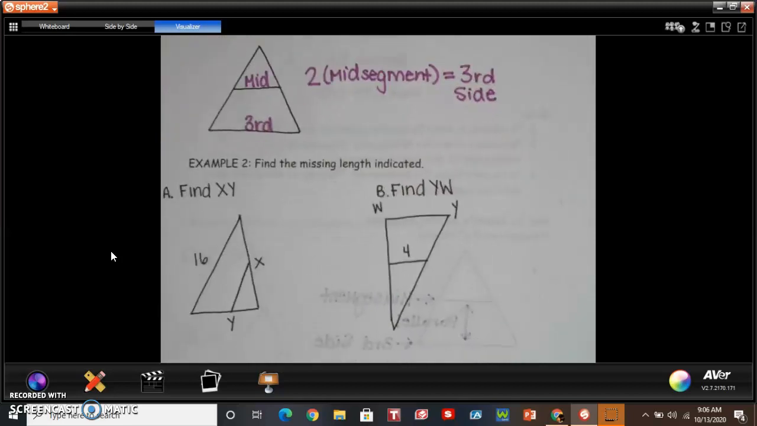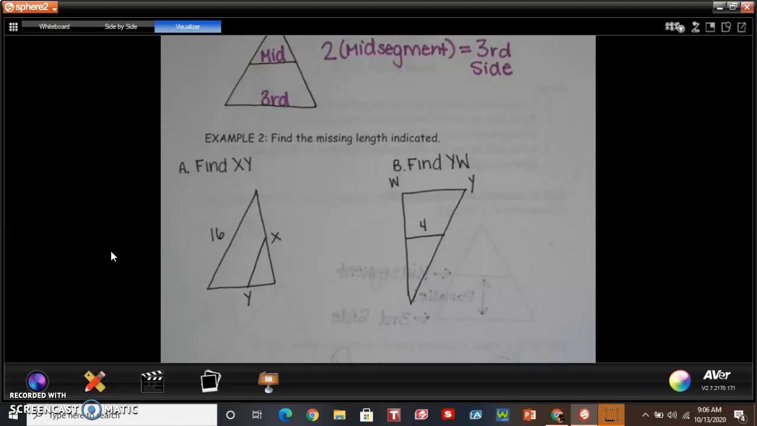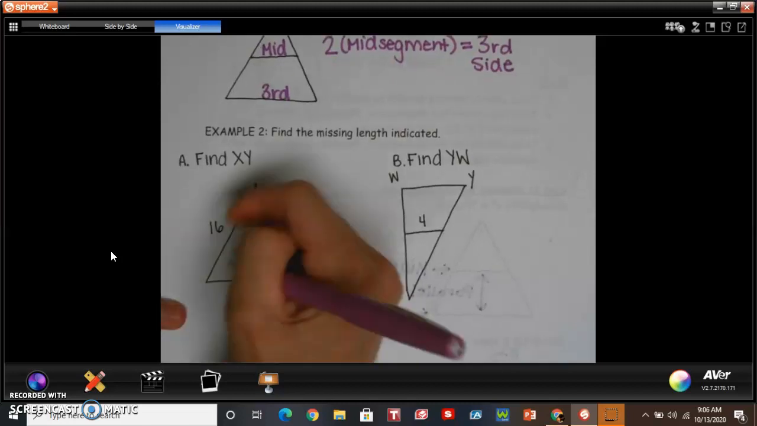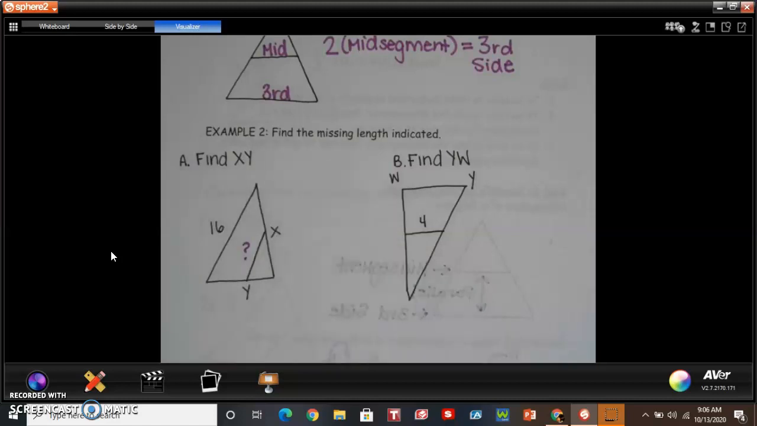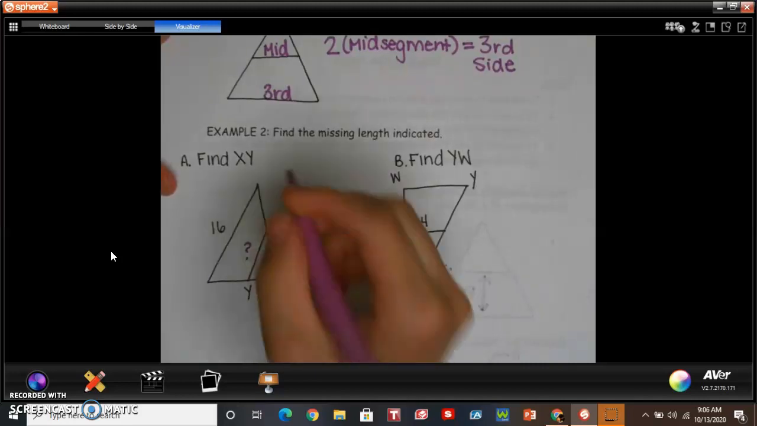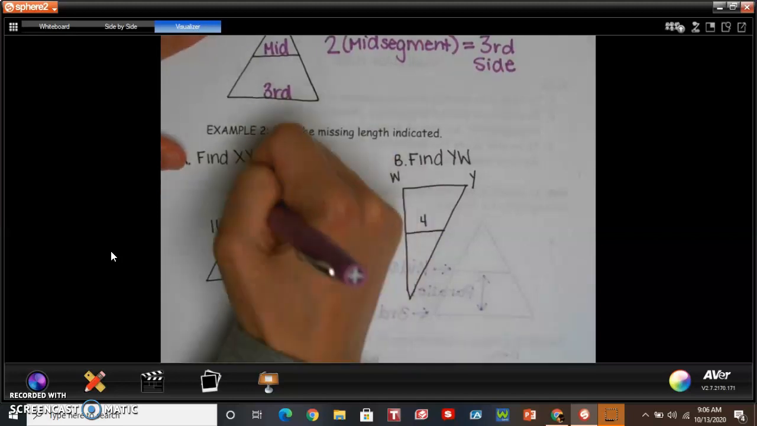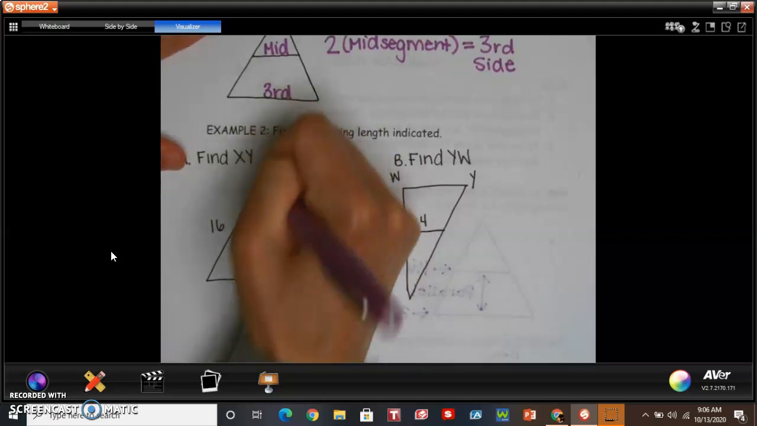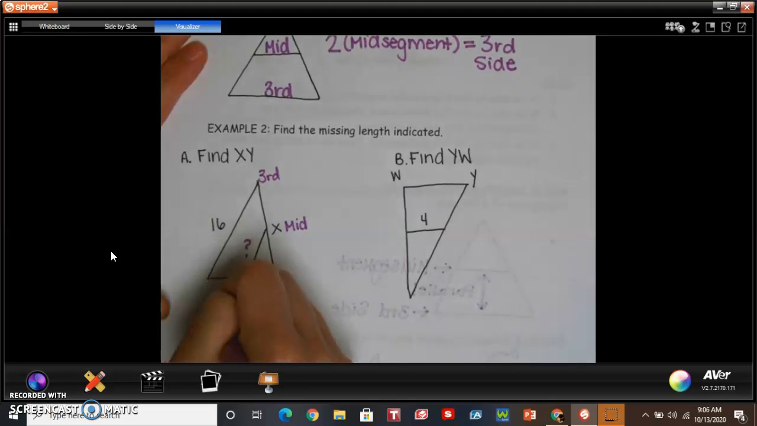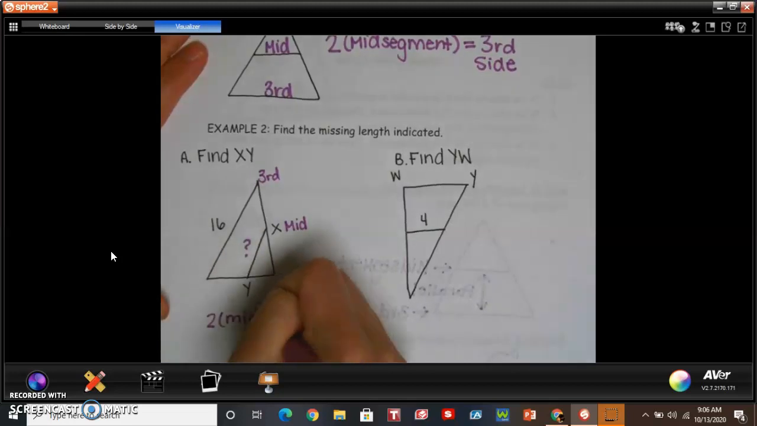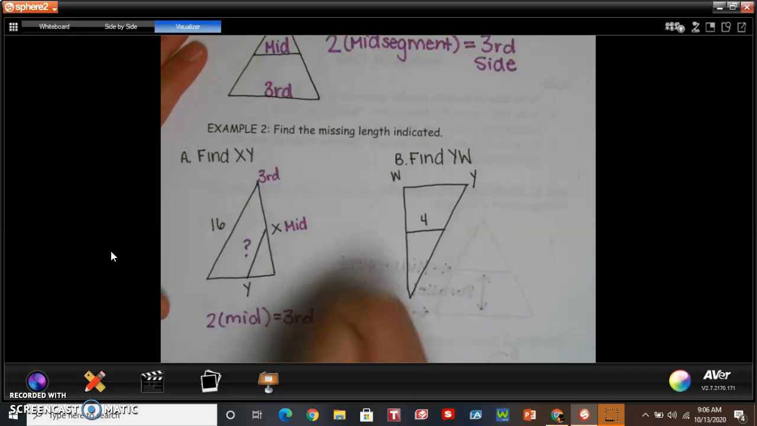So goal 2, being able to use it to find missing side lengths. So for example 2a, they want us to find XY. So here's what we want to know. What I like to do is identify what's my mid and what's my third. So I notice here the one in the middle of our triangle, that is our mid. So our mid is our unknown, and across from it is our third. So we have 2 times mid equals third. So let's plug in what we know.